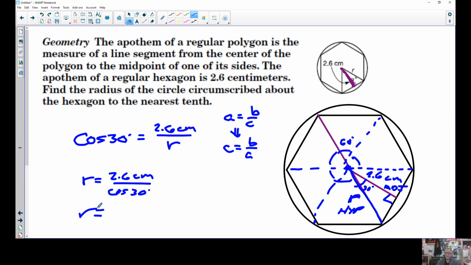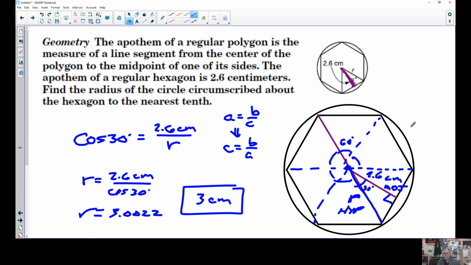All right, so our radius is going to be what? Well, let's find out. Let's do 2.6 divided by, again being careful of our mode, we want to be in degree mode, cosine of 30 degrees. And we should end up with 3.0022. And so we could give an answer as, say, 3 centimeters to the nearest 10th. And that would do it.